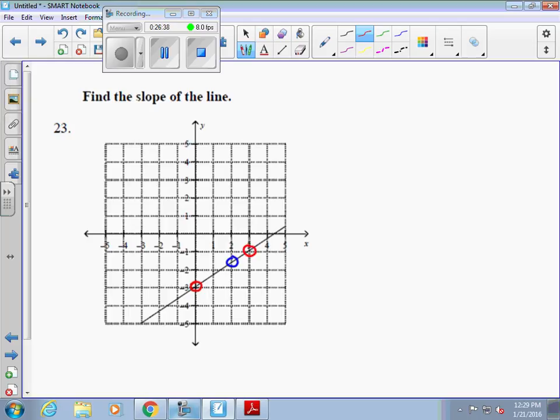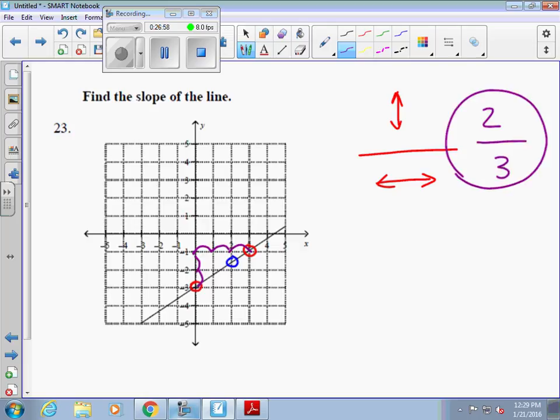And count. Your slope, remember, is how many times you go up or down, your change of y, over how many times you go left or right, your change of x. You have to go up 1 time, 2 times. Up 2 is positive 2. And you go to the right 1 time, 2 times, 3 times. To the right is positive 3. So your slope then is 2/3. And you could check to make sure you have positive versus negative. Does your ramp go up or down?